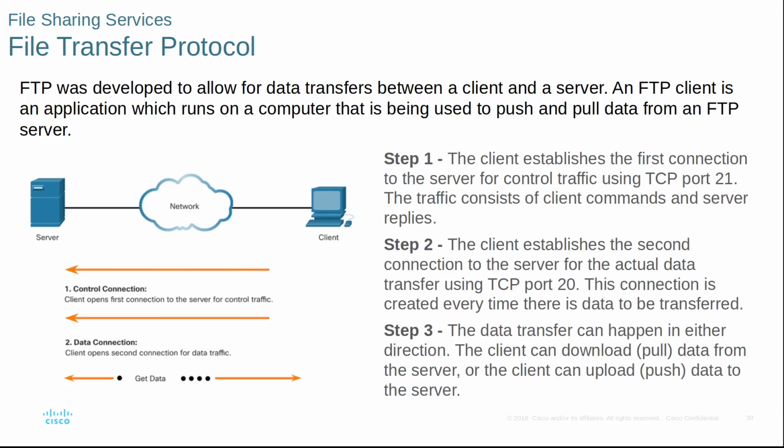FTP uses 2 ports, 20 and 21. The first step for your connection, the client establishes a connection using port 21. That's used for your control traffic. That traffic consists of your client commands and server replies. Port 20 is the other port that FTP uses, and that's where the actual data transfer occurs. That connection on port 20 is created every time data needs to be transferred. Port 21 stays open until you're done and you disconnect.